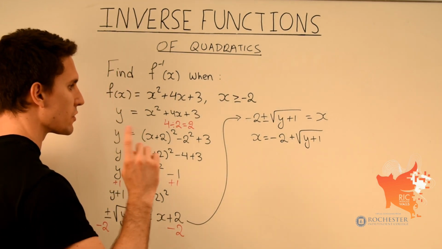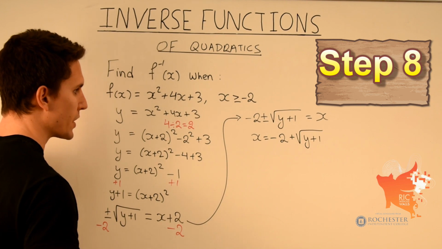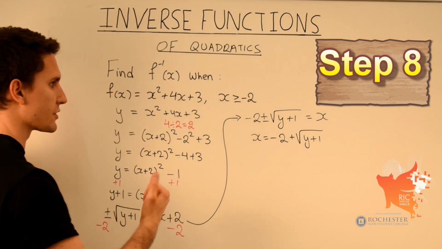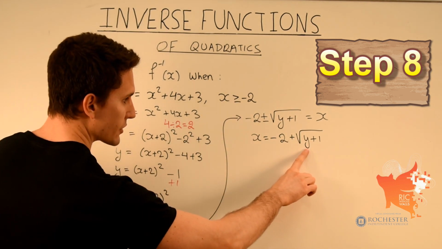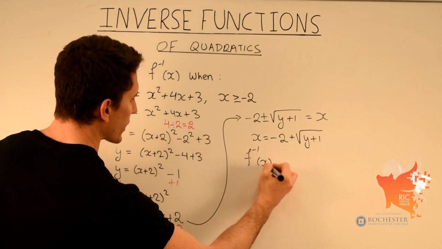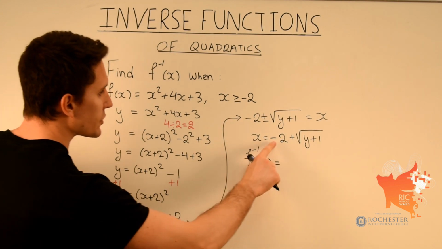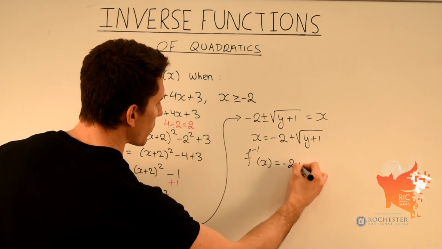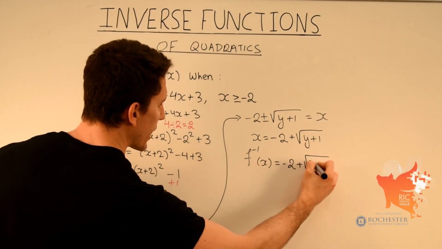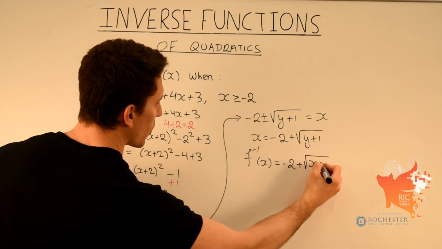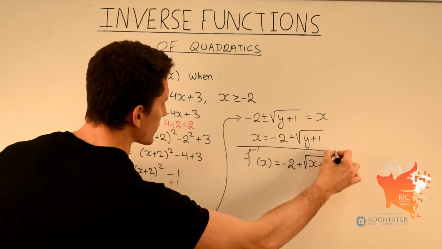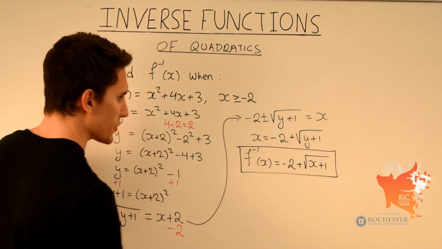Therefore, this leads us to the final stage of this solution. Remember, the final step involves rewriting x as f minus 1 of x and rewriting y as x. So instead of x, we will have f minus 1 of x is equal to, and then we just copy this minus 2, and we have to add the square root of, and remember we swap this y with an x, and we'll just keep this plus 1 in the end. And this is our final answer. We've got that f minus 1 of x is equal to minus 2 plus the square root of x plus 1.